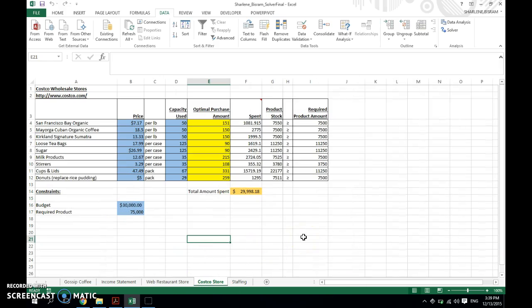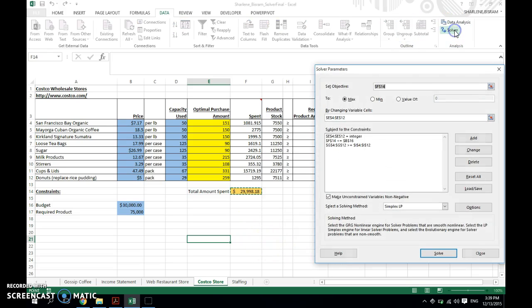Costco wholesale stores are known for selling bulk products at reduced prices. I used the Costco website to get my data to analyze if Costco would be a cheaper option for Gossip Coffee. As previously stated, my constraints in the solver problem were my budget, which was $30,000, and my required product amount, which was 75,000 units. My objective with Solver was the same as for Web Restaurant. I needed to set my objective as my total amount spent. My changing variables are the same. I was concerned about my budget and my required product.